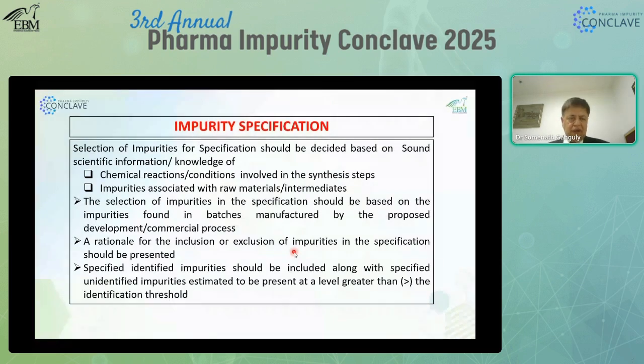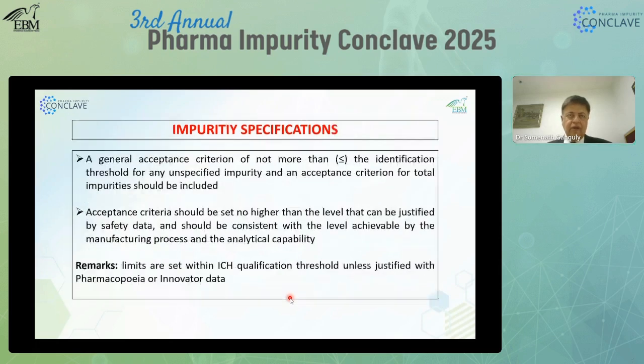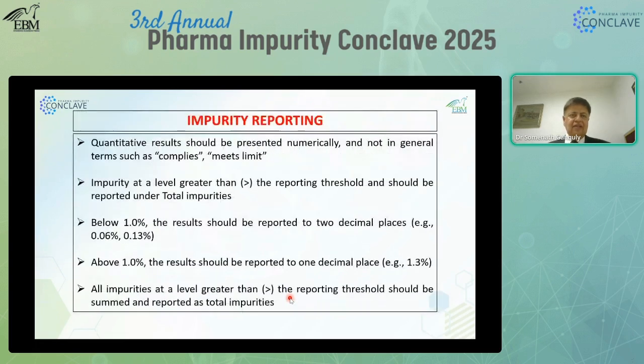Similarly, specified identified impurities should be included along with the specified unidentified impurities at the level greater than the identification threshold. Okay, these are the very brief summary, and I think if you read the guideline, much elaboration is given. Then specifications, basically this is the same thing. I can skip this slide, and here is some arithmetic. I can also skip this slide.